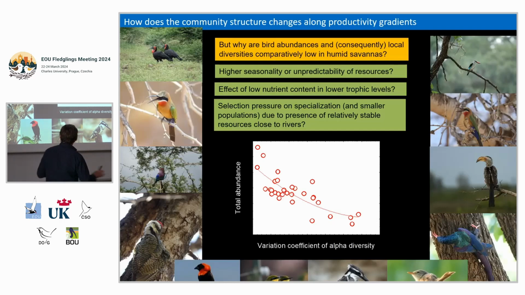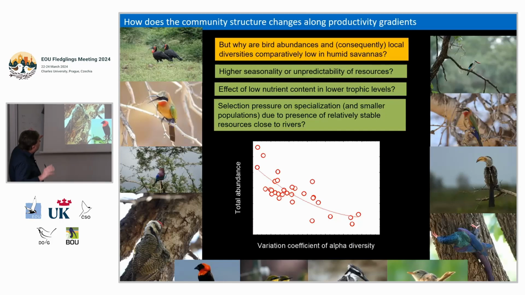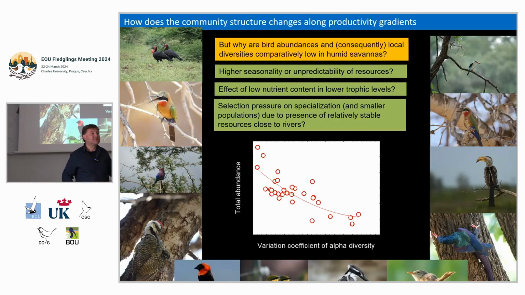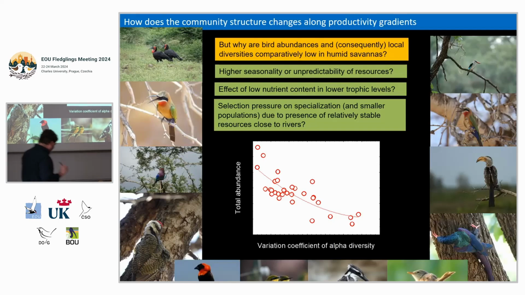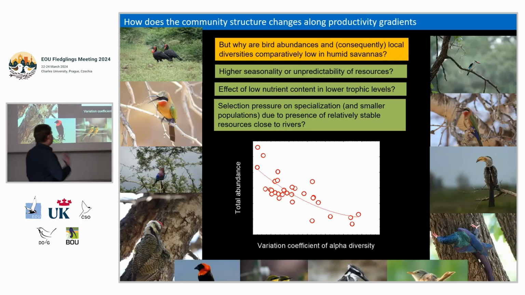So one option would be that the selection pressure on specialization acts to lower population sizes because their resources are stable and they are located basically around the rivers. Or in other words, and I still would like to stress that it is a speculation, the species in a humid savanna, in contrast to the Kalahari, let's say, do not need large populations because their resources are relatively stable around the rivers, and it is sufficient, and they can live with small populations which still do not go extinct.